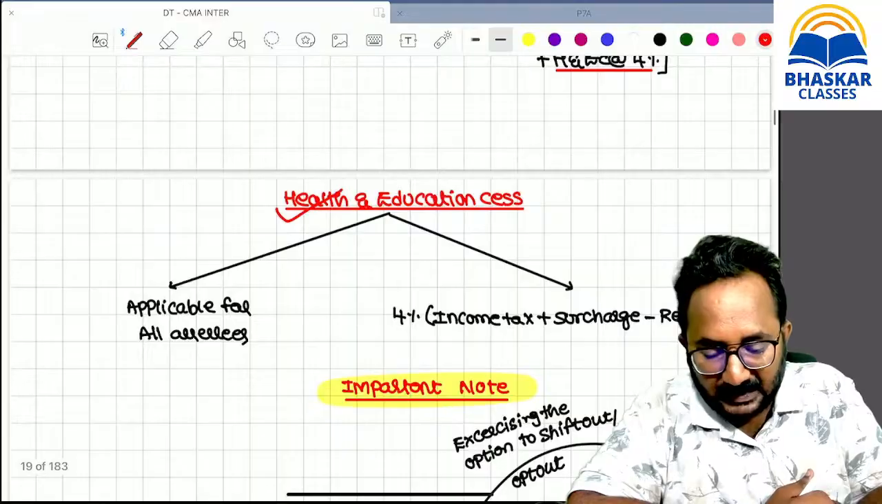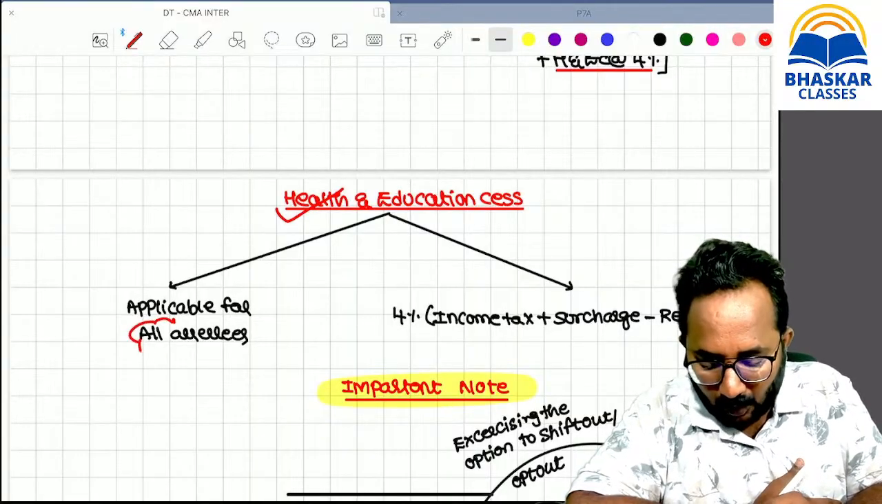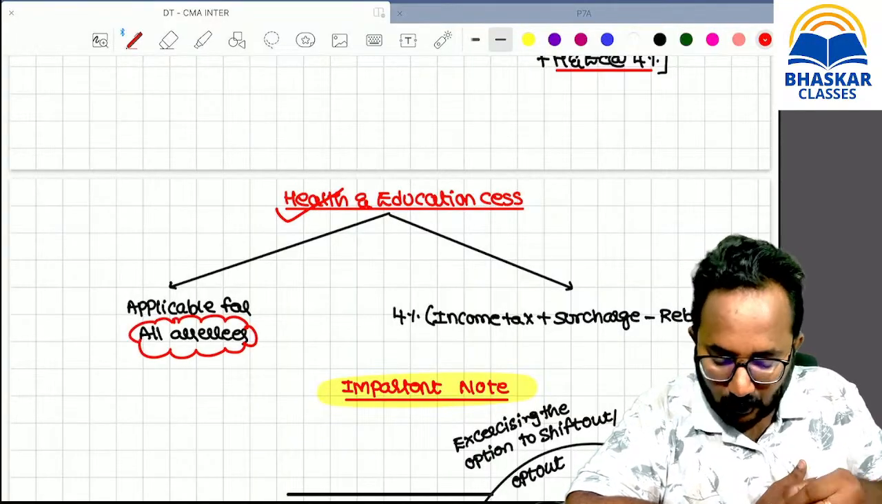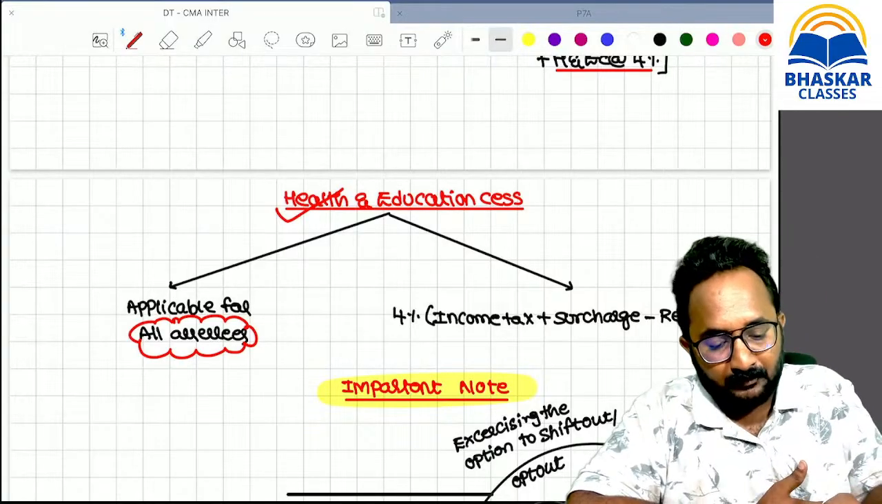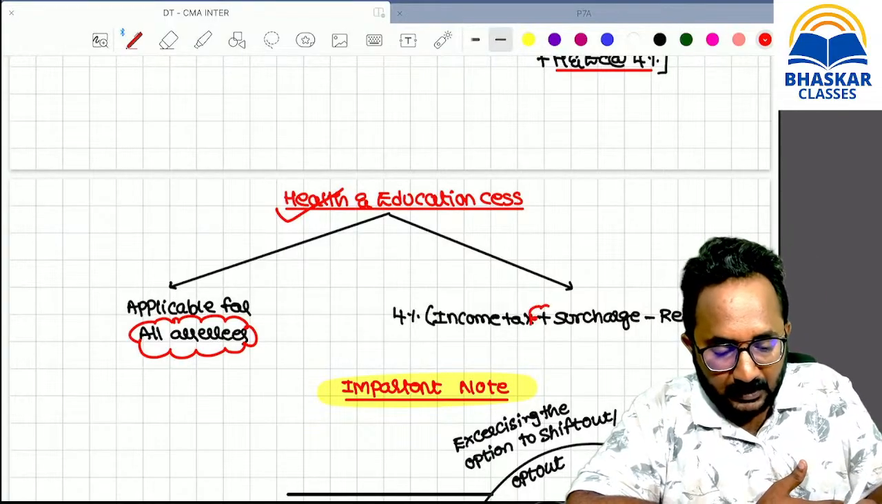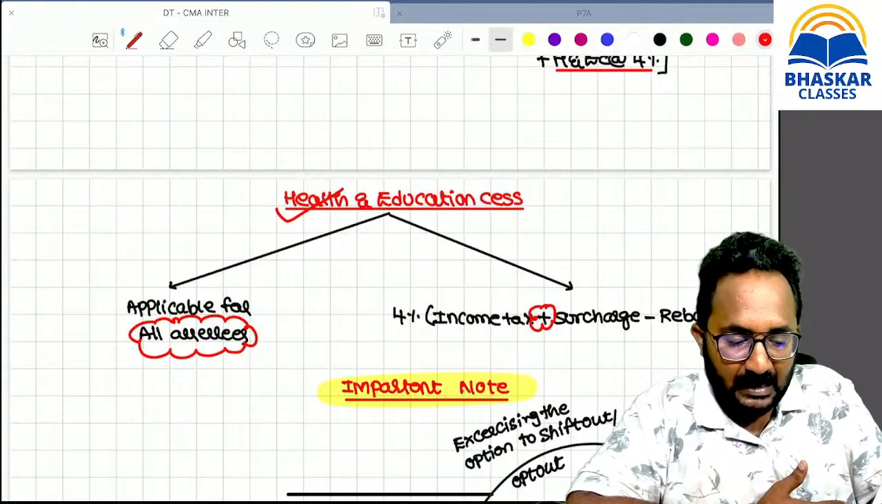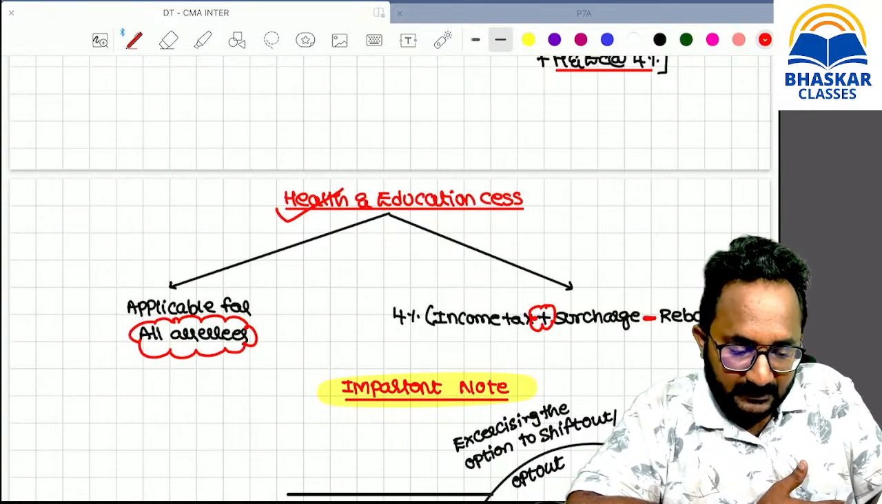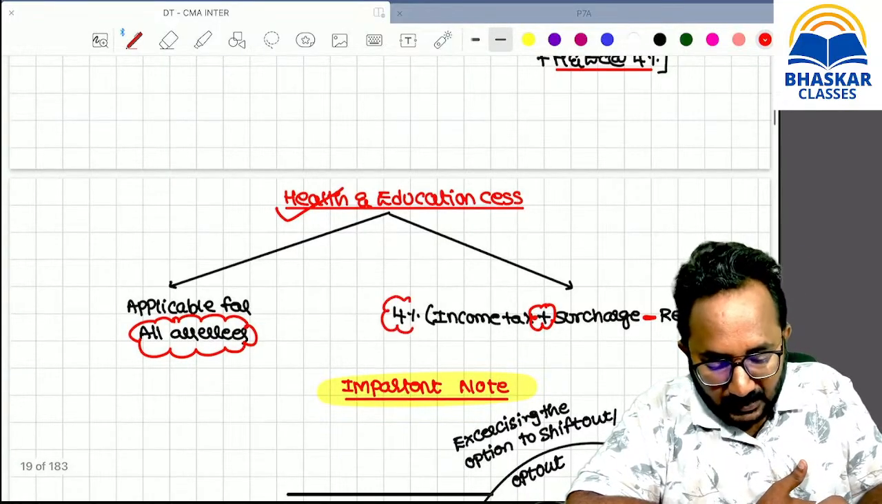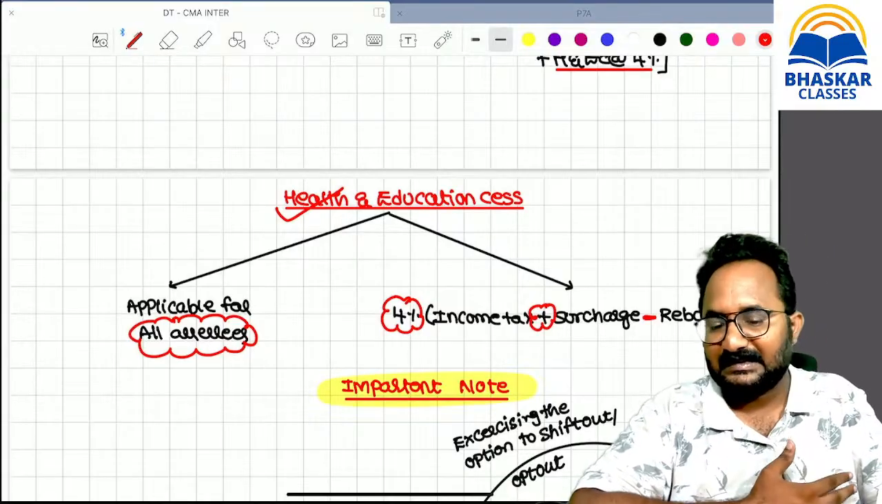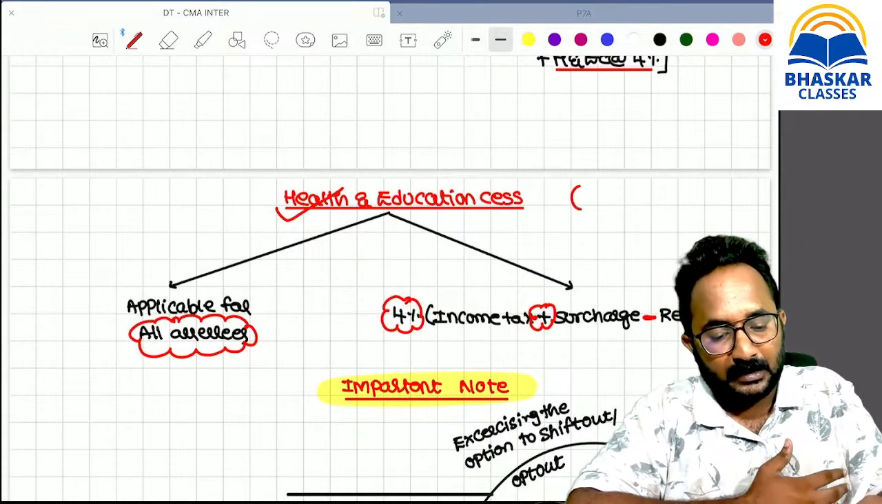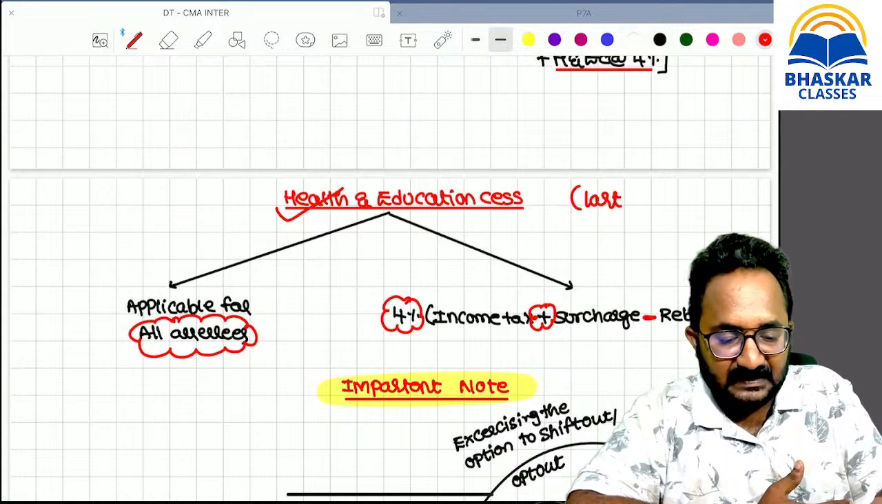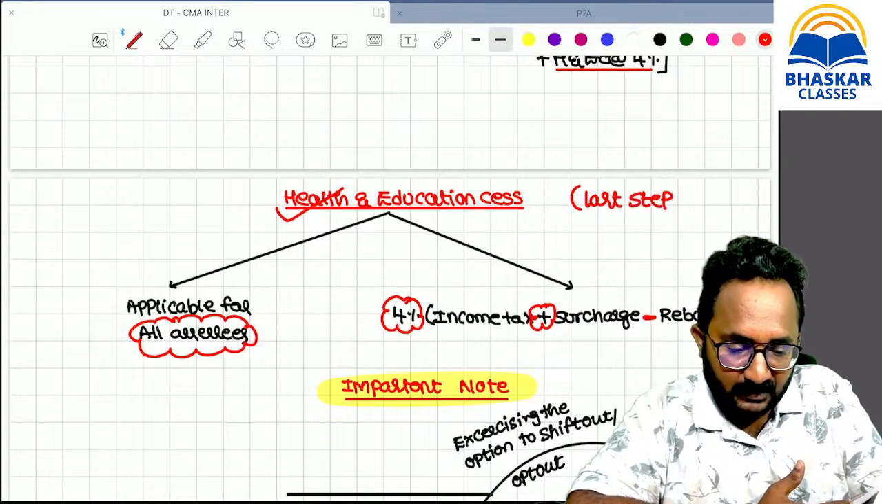Sir, what about health and education cess? It is applicable for all assessees like individual, HUF, AOP, BOI, AJP. So, please calculate the income tax liability. If applicable, you can add surcharge, and if rebate is there, please reduce the rebate, and finally you can add 4% as health and education cess. So remember, health and education cess is the last step in tax computation.